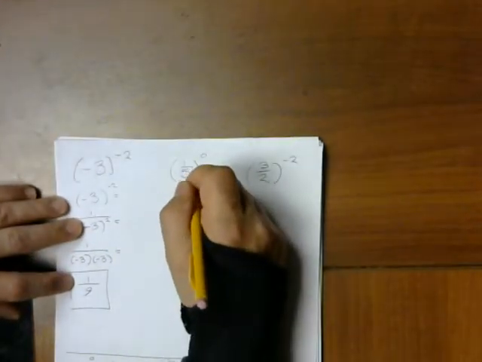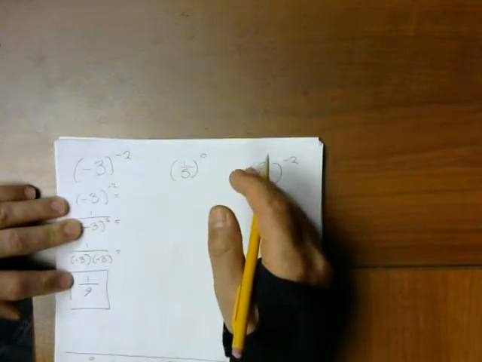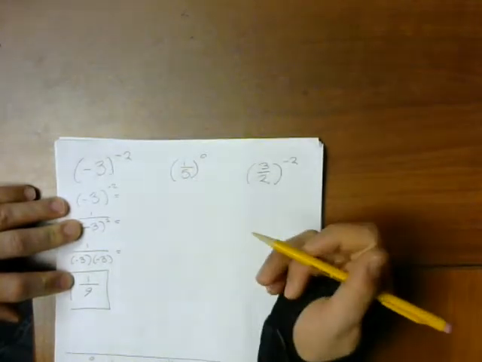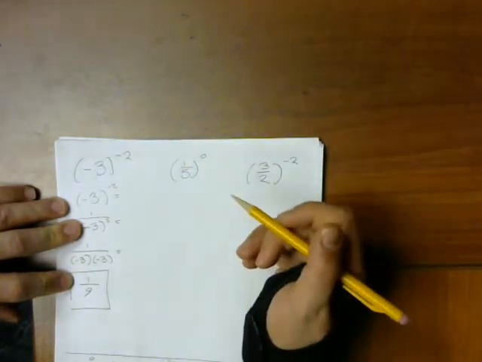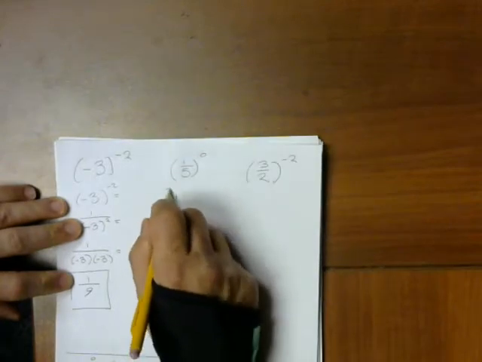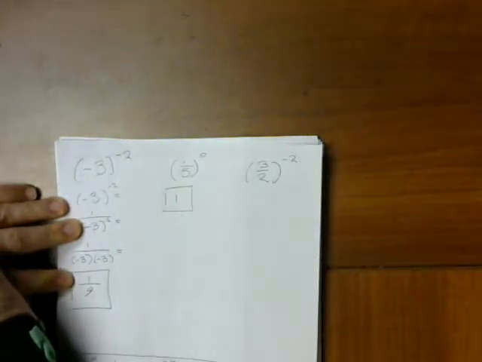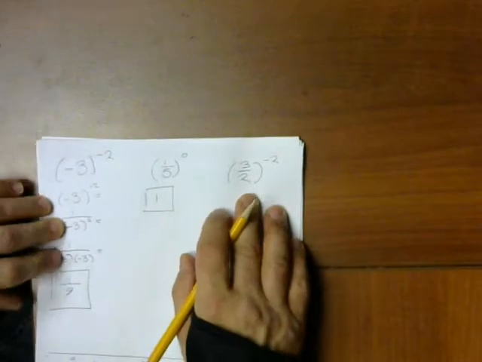For this one, this is a really wonderful problem. It's really short. This is a non-zero number to a 0 power. We are done. That's all you have to do. Now let's look at this one.